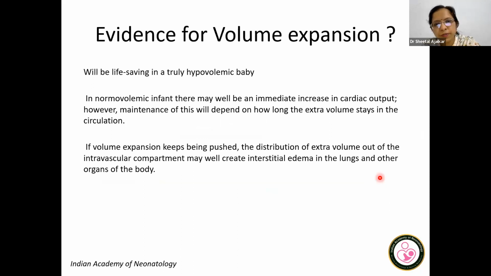So, evidence for volume expansion. Volume expansion will definitely be lifesaving in a truly hypotensive, hypovolemic baby. But if the baby is normovolemic and we give a fluid bolus, it will immediately increase the cardiac output, but we don't know how long the volume stays in the circulation. It can go extravascular, and then obviously it will have side effects. Also, if we are continuously giving boluses, the distribution of extra volume out of the intravascular compartment will create interstitial edema in the lungs and other organs of the body.